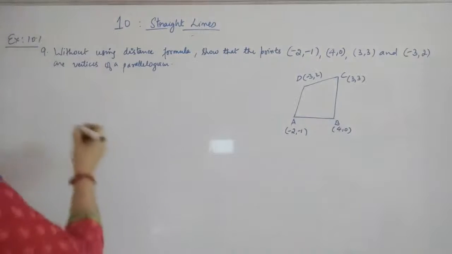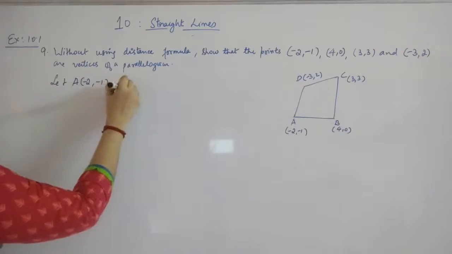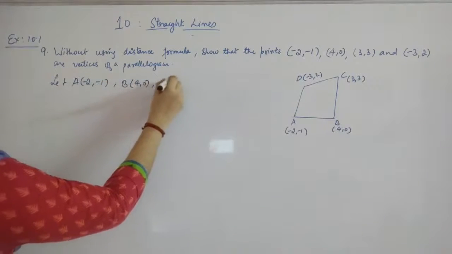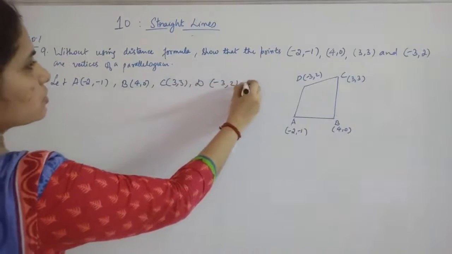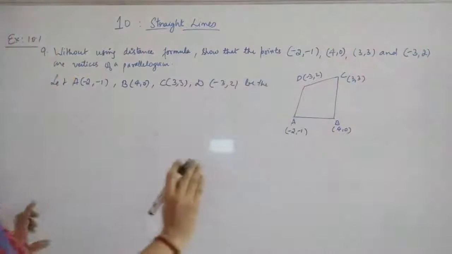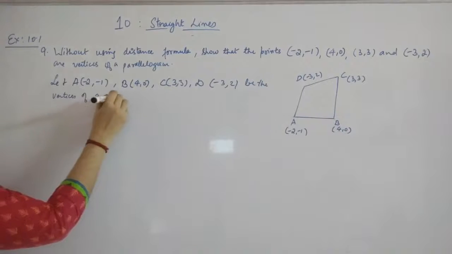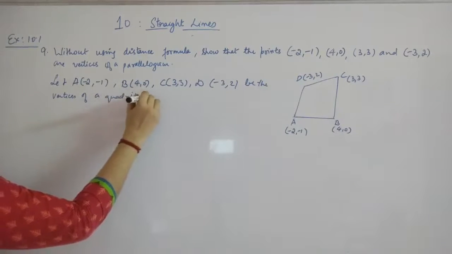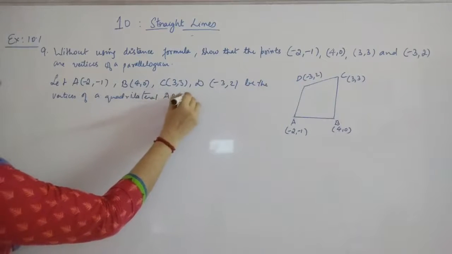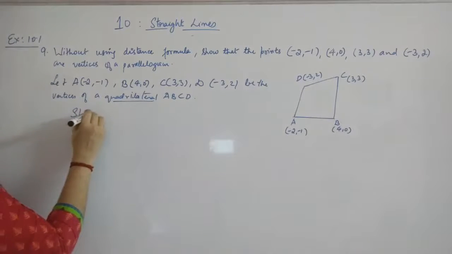Okay. So first we will take, let A be (-2, -1), B (4, 0), C (3, 3) and D (-3, 2) be the vertices of a quadrilateral ABCD. So here we have taken only a quadrilateral. We will prove that this quadrilateral is nothing but a parallelogram. For that, first we are finding out what is the slope of AB.